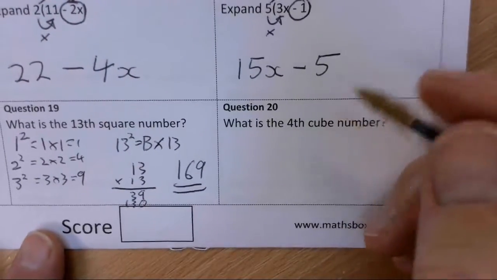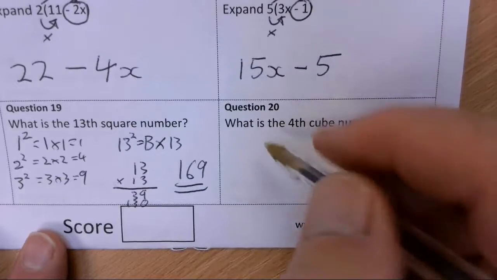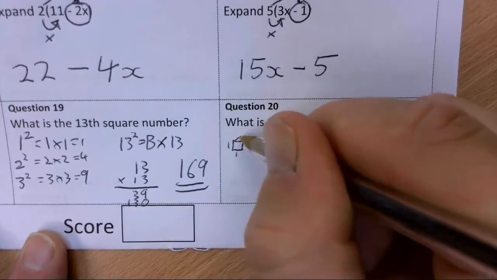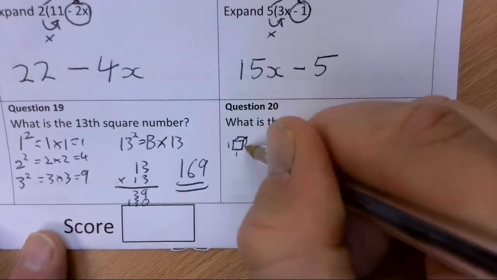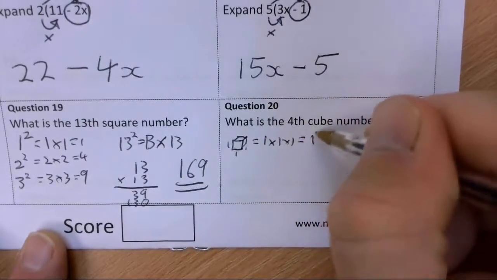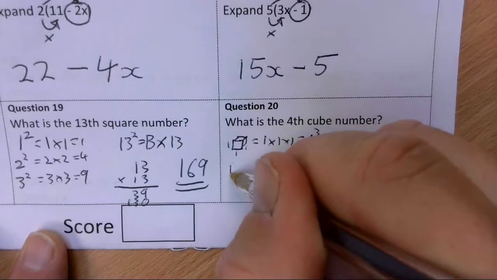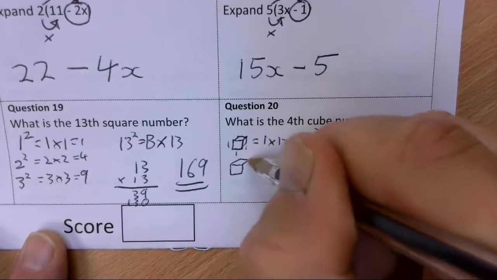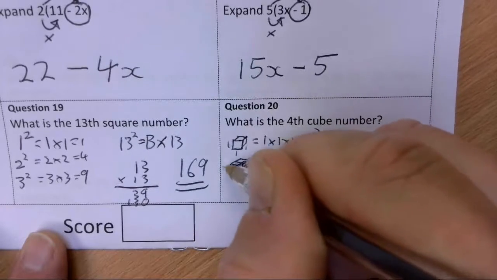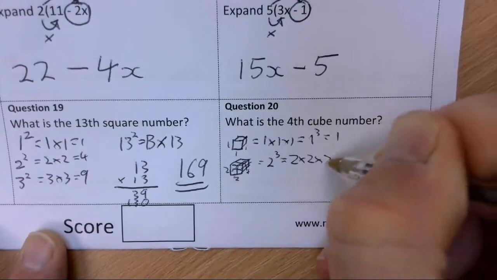Fourth cube number. Okay, guys, the way cube numbers work is they make cubes. So for example, the first cube number would make a 1 by 1 by 1 cube. So the volume of this would be 1 times 1 times 1, which is 1 cubed, which is just 1. The next one would be a 2 cubed, which, if you imagine it as a cube, is 2 in each direction, which would be 2 times 2 times 2, which is 8.